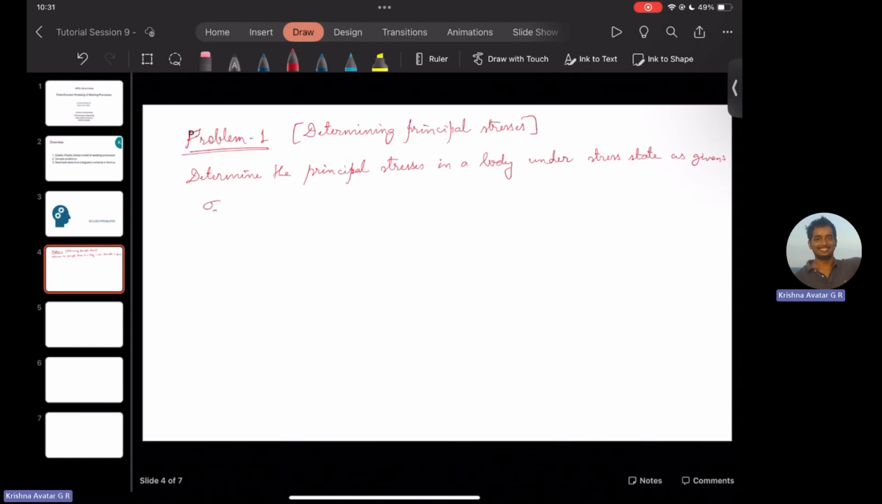I'll write the stress matrix. Sigma xx is given as 12, sigma yy is 8, and sigma zz is -4. Sigma xy is -8, so by symmetry sigma yx is also -8. Sigma xz is -4, so sigma zx is also -4. Sigma yz is 5, and sigma zy is also 5. So the matrix is 12, -8, -4; -8, 8, 5; -4, 5, -4. All these stresses are in megapascals.